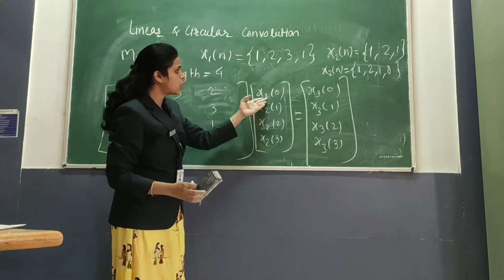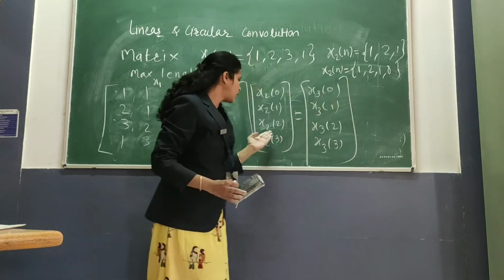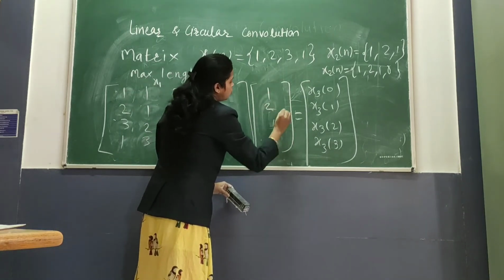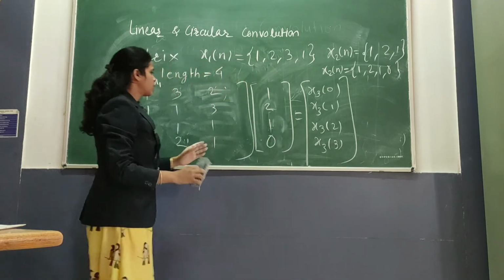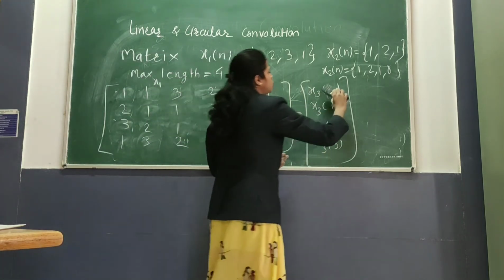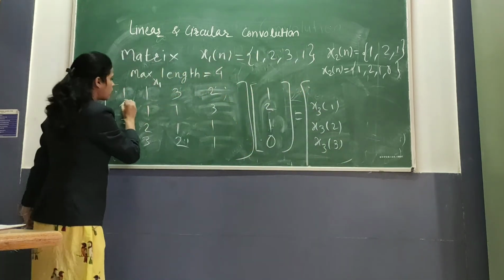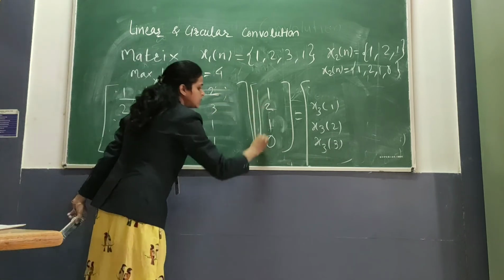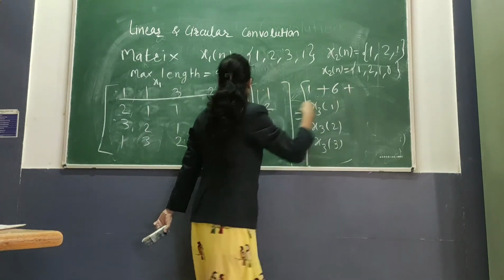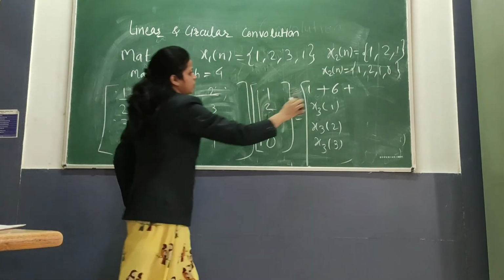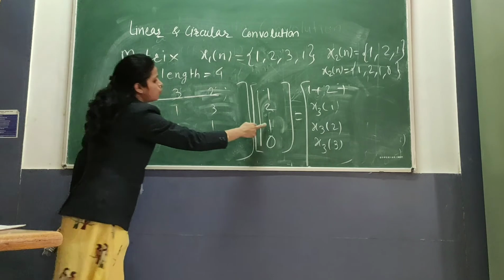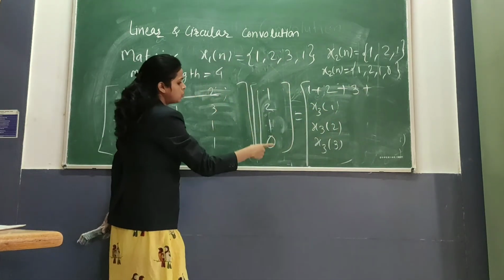Put the values of the x2 signal here. x2 of 0 is 1, x2 of 1 is 2, x2 of 2 is 1 and x2 of 3 is 0. So just by putting the values 1, 2, 1, 0 and solving this using matrix multiplication, we will get the values x3 of 0, 1, 2, 3. So for x3 of 0, for matrix multiplication, multiply this row with this column. That is 1 into 1 is 1, plus second term 3 into 2 is 6, plus second term 1 into 2 is 2, plus third term 3 into 1 is 3, plus 2 into 0 is 0.